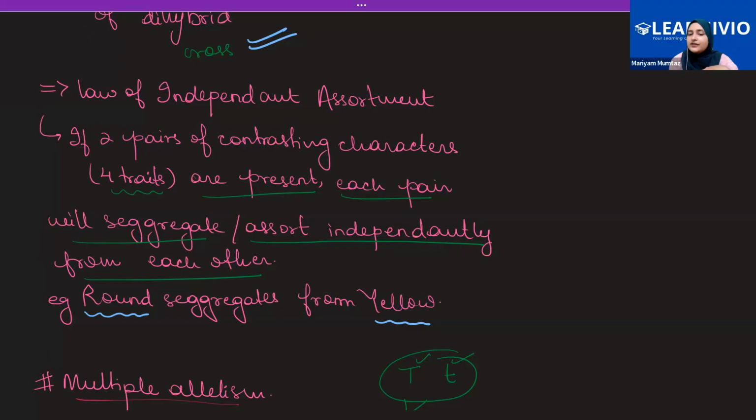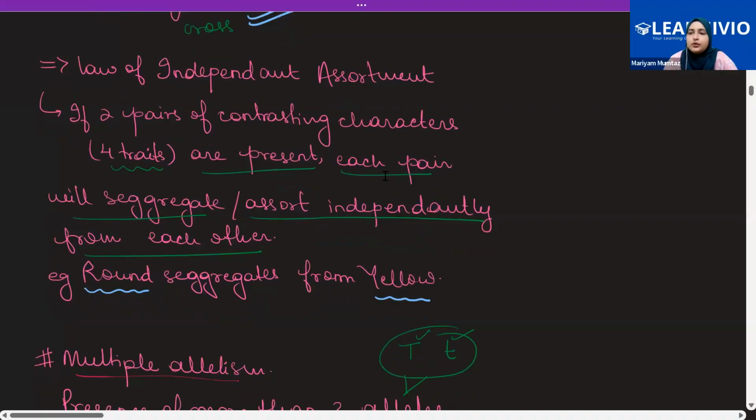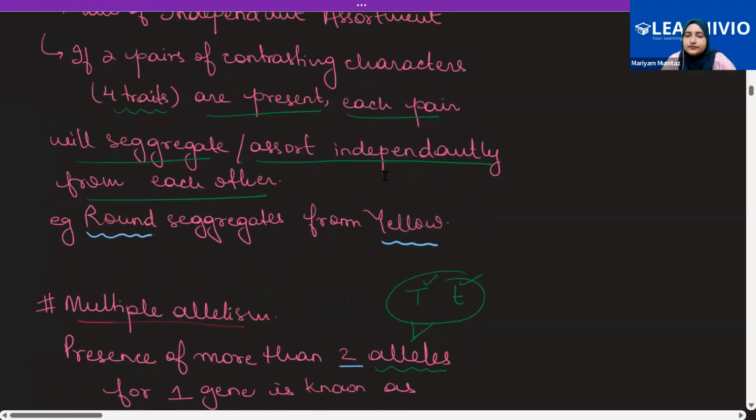That round segregates from yellow. Same way, wrinkled segregates from green. It's not that one of the characters is getting lost or it's missing out. Clear? So isn't it the same as the law of segregation? But the law of segregation is mostly for one character. Here it is for two pairs, that is 4 characters all in one. That is for one character and this is for 2 characters. This is basically in accordance with the dihybrid. That was in accordance with the monohybrid. Understood? Okay.